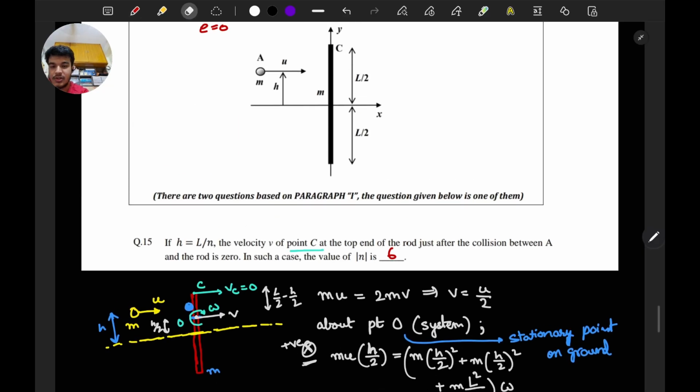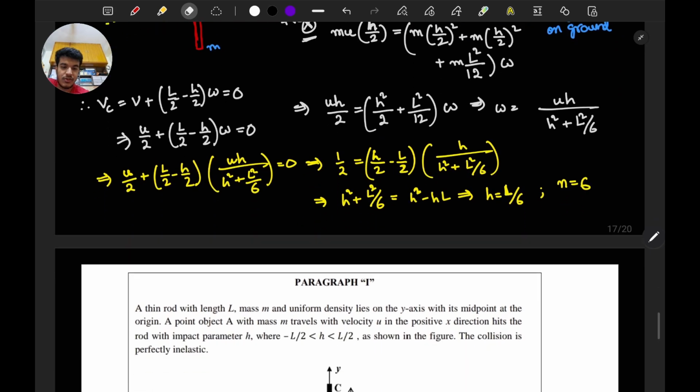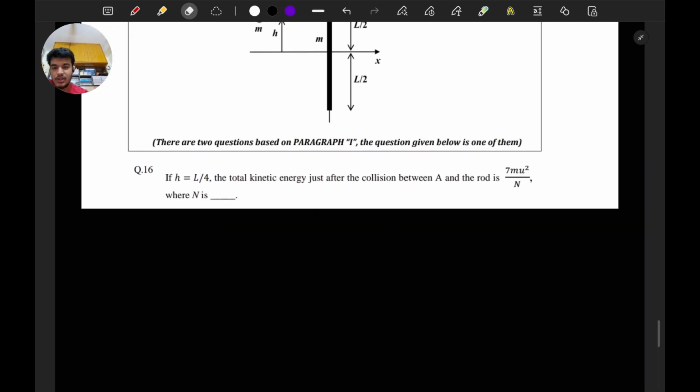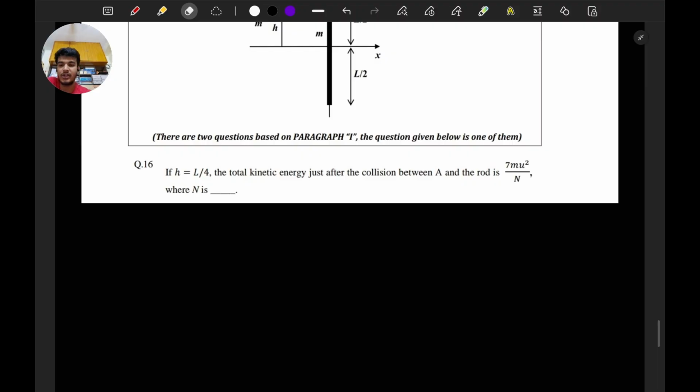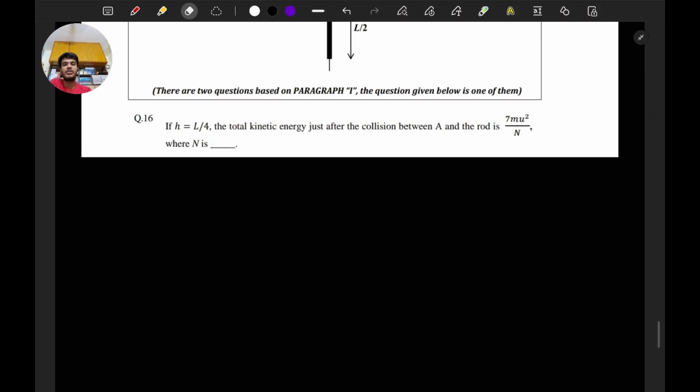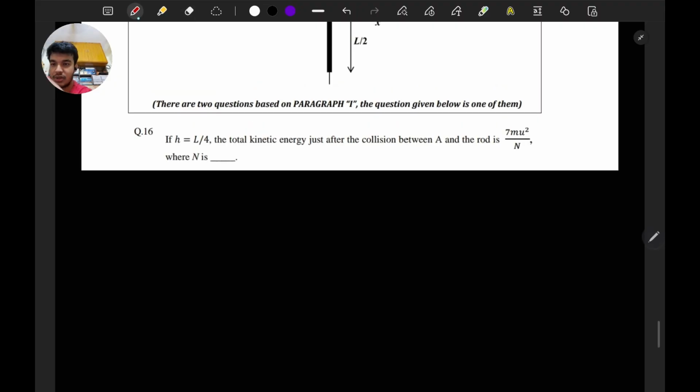All right. Now let us go to the next part of this paragraph type question. In question number 16, it has been said, if h is equal to L by 4, the total kinetic energy just after the collision between A and the rod is 7 m u^2 by n, where n is this. So what is the total kinetic energy of the system after collision? It would be half the total mass of the system into VCM square plus half the moment of inertia of the system into omega square. Very simple.